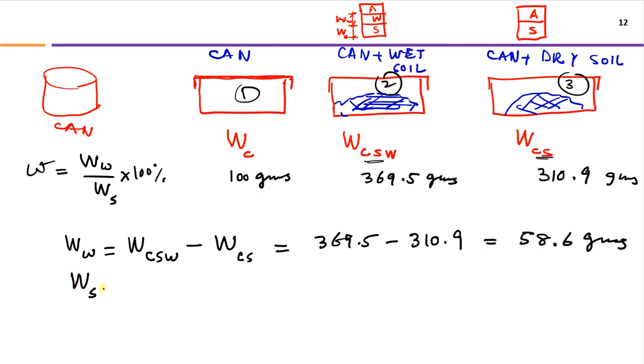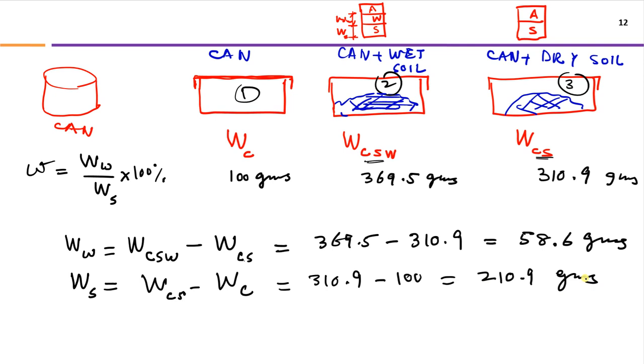How can I find out the weight of solids? It is very easy. Look at the last case, number 3. It is can plus solids. And then look at the first case. It is only can. So it means it is W_CS minus W_C. So you see, the weight of can is going to cancel out. Only what will be left is the weight of solids. So this is going to be equal to 310.9 minus 100. So this should be equal to 210.9 grams. So let's now calculate the water content, which is weight of water divided by weight of solids.